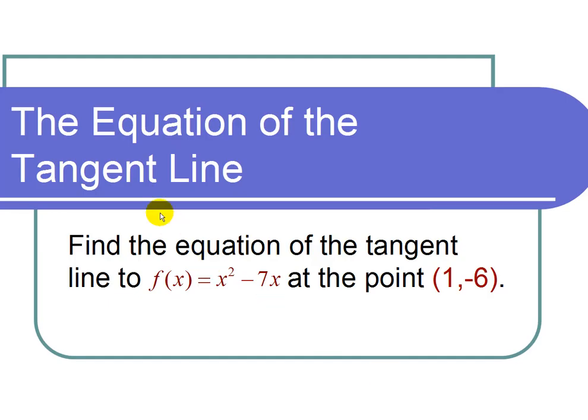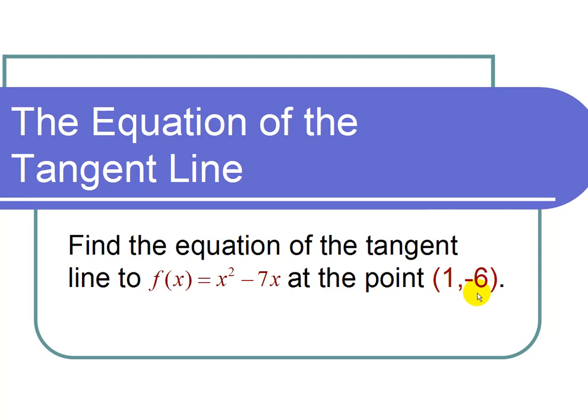This is a video on finding the equation of the tangent line. The question states, find the equation of the tangent line to f of x equals x squared minus 7x at the point 1, negative 6. So to find the equation of a line, we need a point, which we have, 1, negative 6, and a slope. And the slope of the tangent line is the derivative.